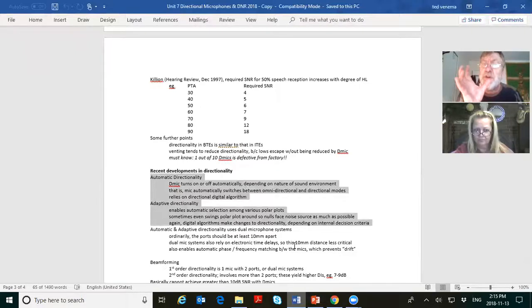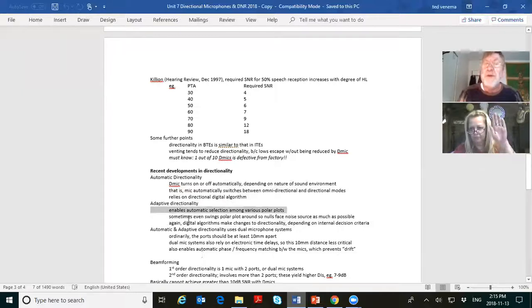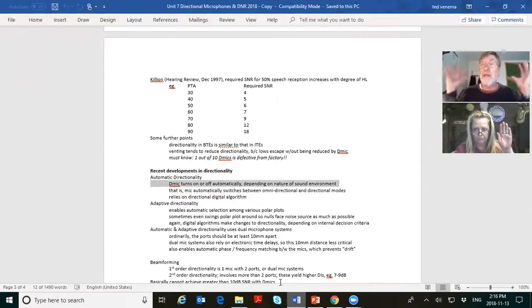So adaptive directionality enables automatic selection among various polar plots. Automatic directionality means the D mic turns on or off automatically. It switches between being omni mic and being directional mic, depending on the listening situation.